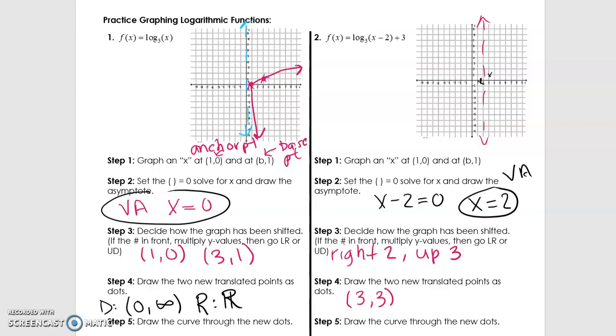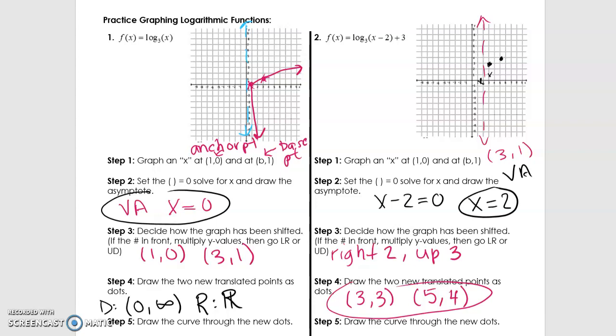I'm going to do the same thing with my base point. It was originally at (3, 1), but now I want to add 2 to that x value, which gives me 5, and then up 3, so (5, 4). So these are the 2 points I'm going to graph. For log functions, I'm only going to be looking for those 2 points. So now these are my 2 points: (3, 3), and then (5, 4).